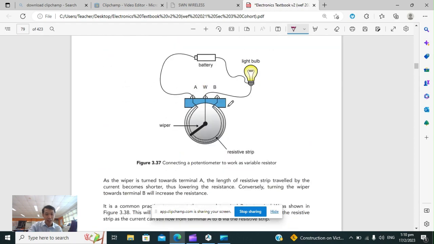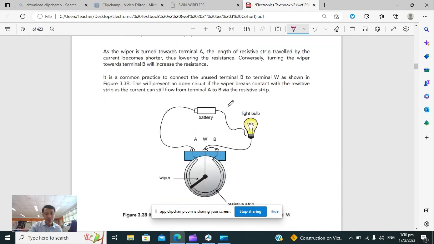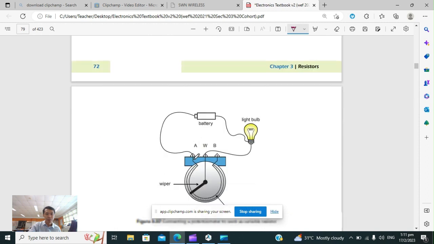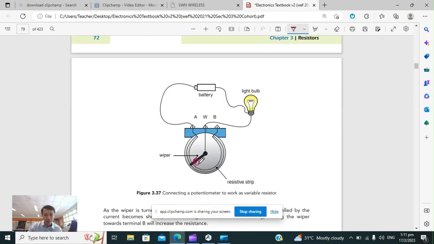Now, it is a good habit to short the wiper and position B. Even though you may not be using position B, it's a good habit to short it. So why? Because there might be a situation where, let's say, you're being very rough with the trim pot and the wiper breaks. So, for example, let's say there's a break in the wiper over here.